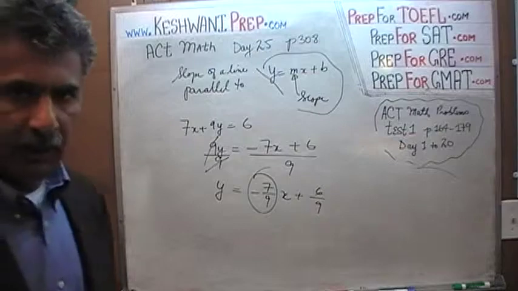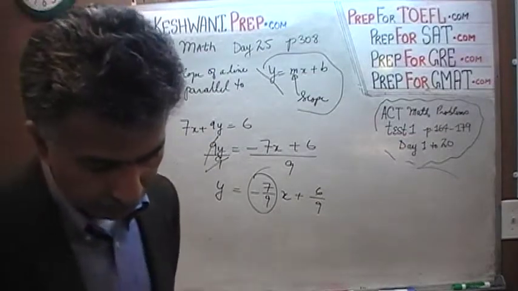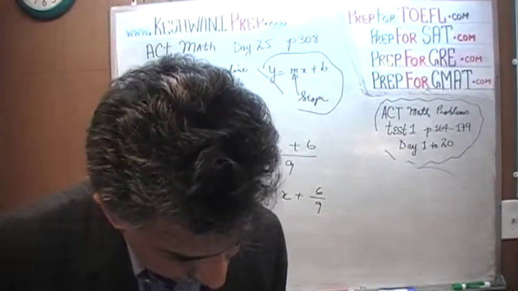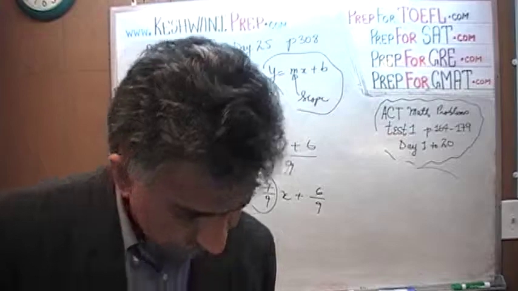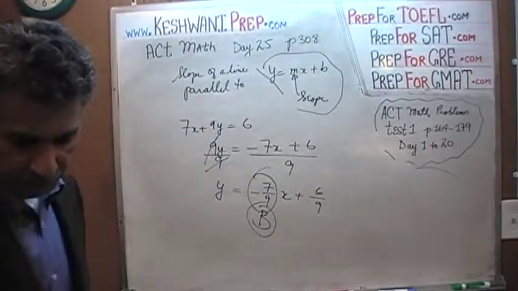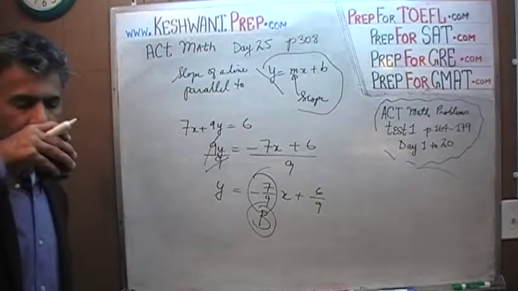The slope of the line that is parallel to this line is going to be the same slope, which is negative 7 over 9. Negative 7/9 is the answer, whatever that answer choice is. Negative 7/9 is answer choice B. Let's move on then. Number 22.